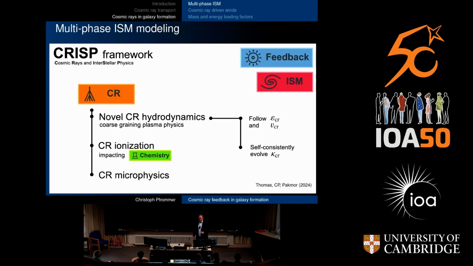And finally, the cosmic rays use a novel cosmic ray hydrodynamics, similar to what radiation hydrodynamics has done, which includes a coarse graining of the plasma physics I just explained to you. Cosmic ray ionization is important because this impacts the chemistry of forming molecules and all these cosmic ray microphysics things. So in particular, we follow the energy density and the flux of cosmic rays and self-consistently compute the diffusion coefficient.